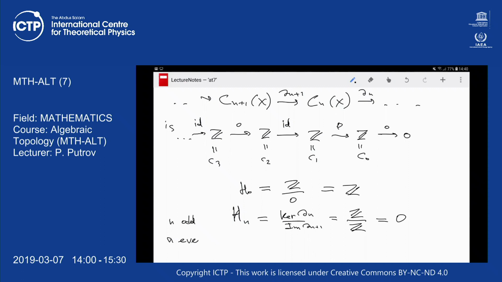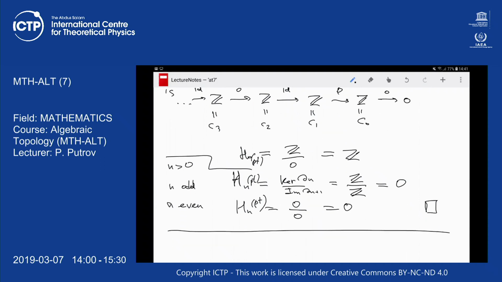And when n is even, now Dn will be identity, so the kernel will be trivial. But Dn plus 1 will be a trivial map, so the image also will be trivial. So this is the case when n is greater than 0. So this shows the H0 component, and this proves the result. Questions?